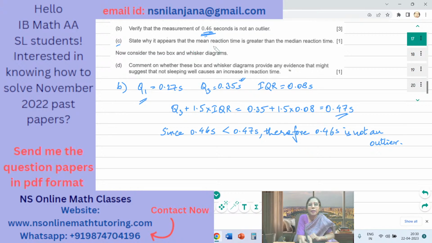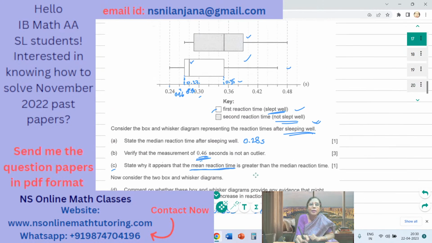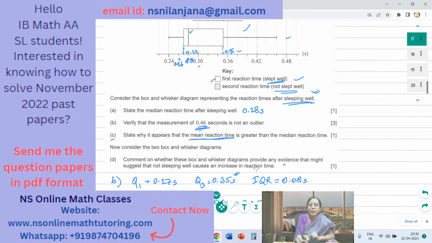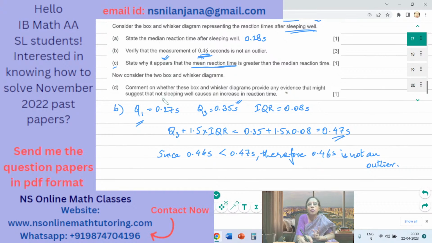State why it appears that the mean reaction time is greater than the median reaction time. The box and whisker plot says nothing about the mean value of the data. But even then they are saying why it appears, meaning we can expect, it is what we feel, that maybe the mean value will be more than the median value. We are not sure because the box and whisker plot will never give the mean value. You cannot find the mean value by looking at a box and whisker diagram.